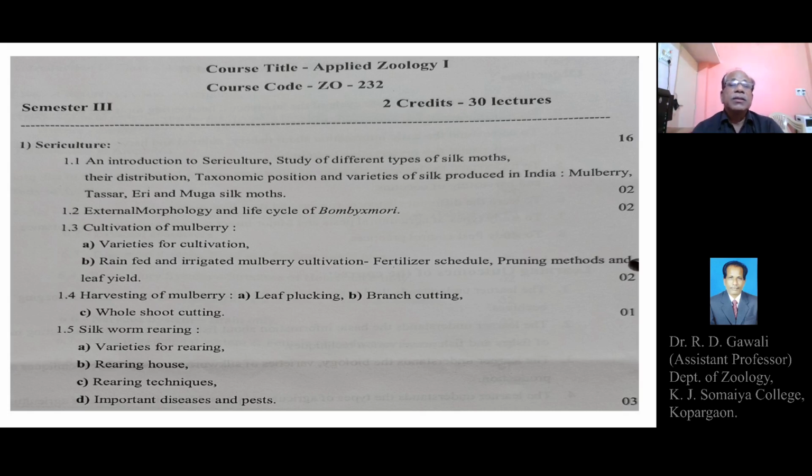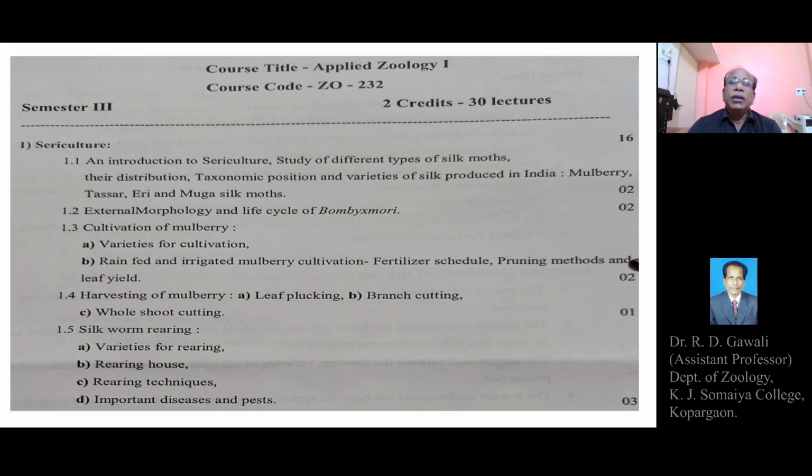So chapter 1, sericulture. Sericulture is the branch of applied zoology and it deals with the scientific culturing and rearing of the silk moths for the purpose of production of raw silk. So this topic having subtopics. So first subtopic is an introduction to sericulture. So we are going to study the definition and the importance and the scope of sericulture together with the study of different type of silk moths.